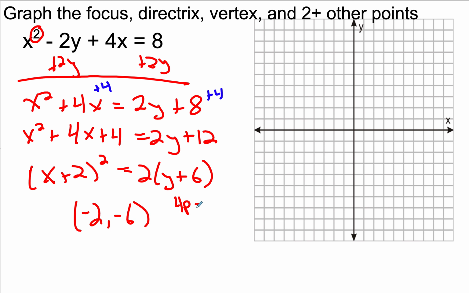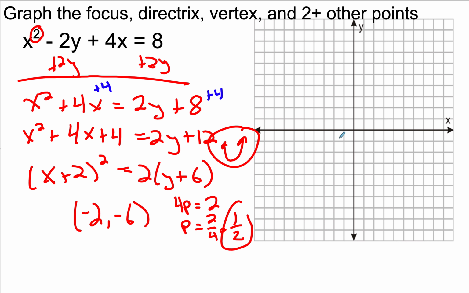Now 4p is equal to 2. So p is equal to 2 over 4, which is equal to 1/2. It's positive, so again, the parabola points up. So let's start with our vertex, -2, -6. Focus points up, so the focus is a half unit above. Directrix is a half unit below.